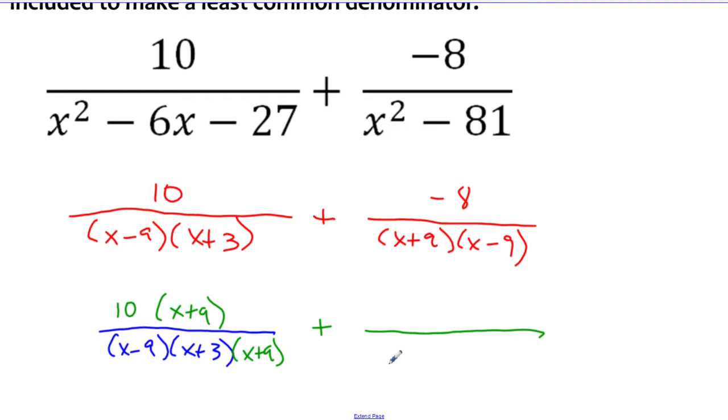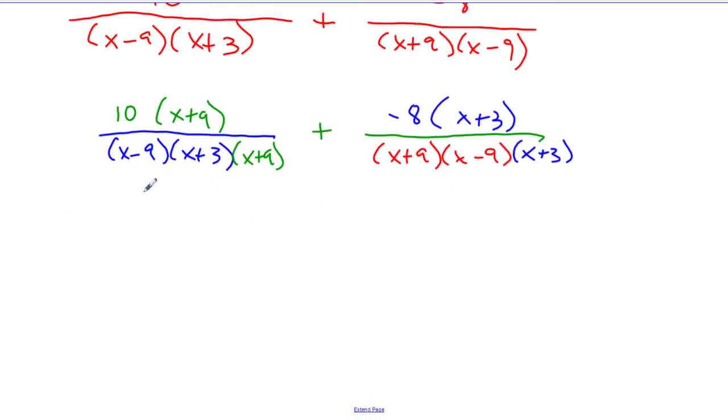Okay, so now I'm going to do the same thing with the second fraction, right? So again, let me change colors. So I had the x plus 9 and the x minus 9. And now I'm going to look back and say, okay, there's x plus 9 and x minus 9. But it looks like this x plus 3 is in the first one, but not in the second one. So we're going to change that and say, let's bring in a brand new x plus 3. And then my numerator is going to be that negative 8, also times the x plus 3. So let's move it up and let's multiply.